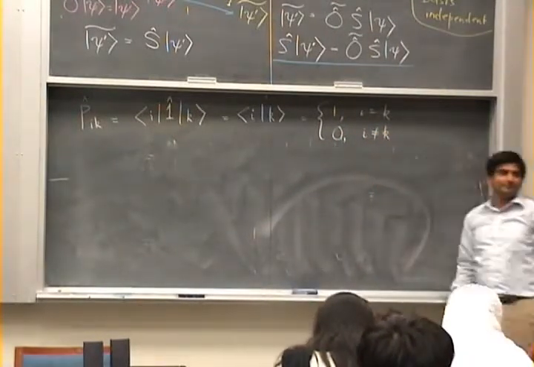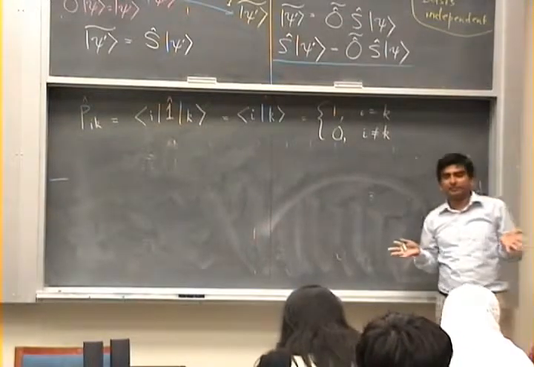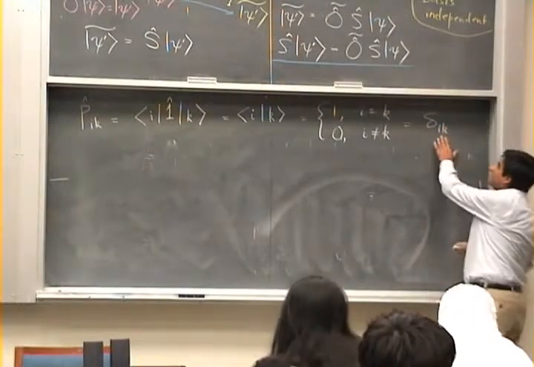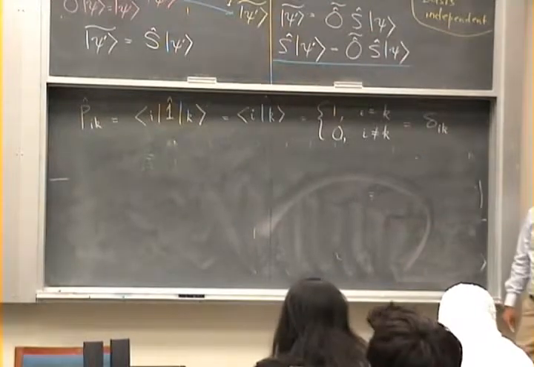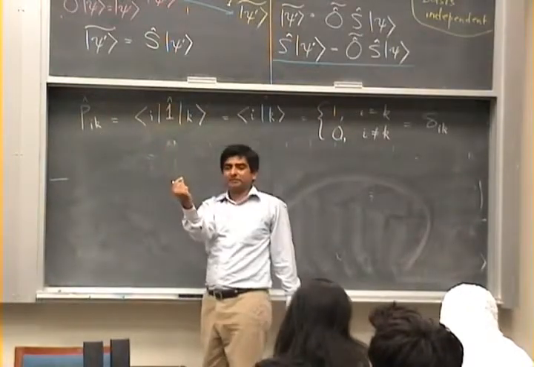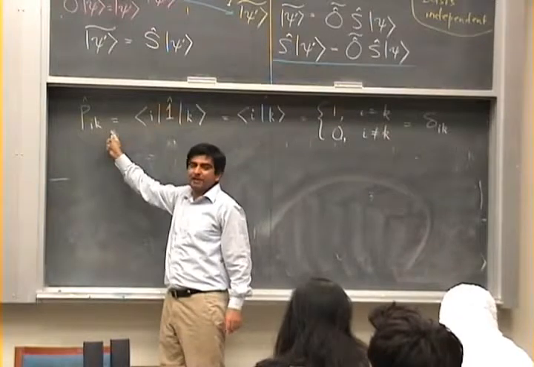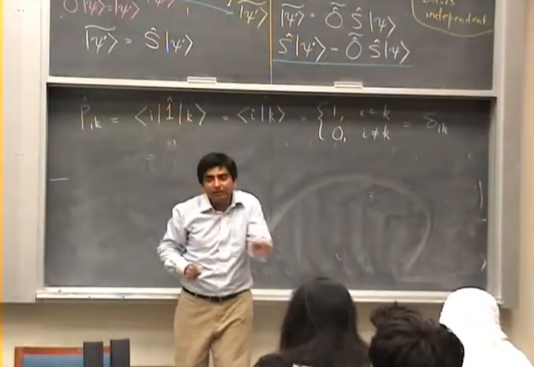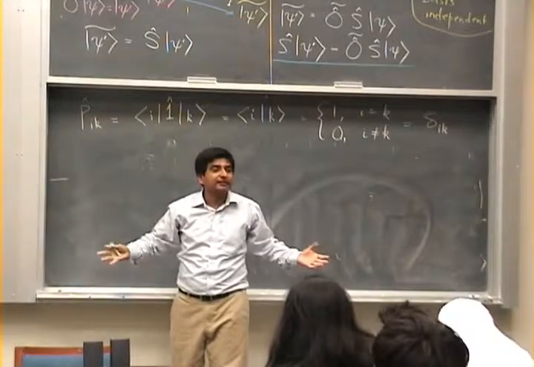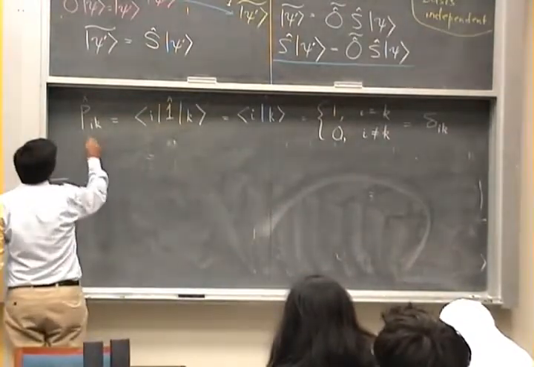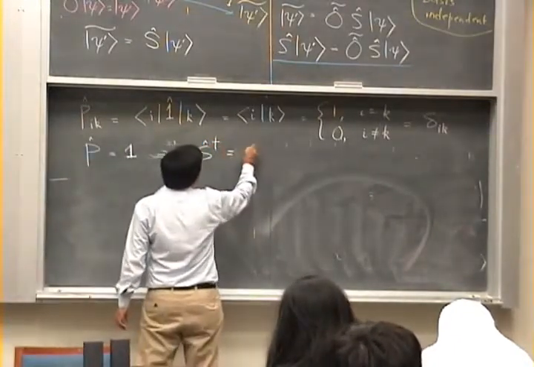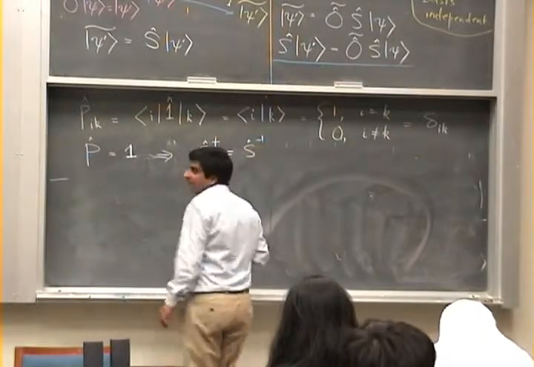Right? So there's a shorthand way of writing this. It's called the Kronecker delta, which is 1 if the two indices are equal and zero otherwise. So the ikth element is 1 only if these indices are the same. Which means that the elements along the diagonal of this matrix are 1 and the elements that are off diagonal are 0. And what is that? That's an identity matrix. Hence, S dagger S is just the identity matrix, which means that S dagger has to be equal to S inverse. Hence, S is unitary.